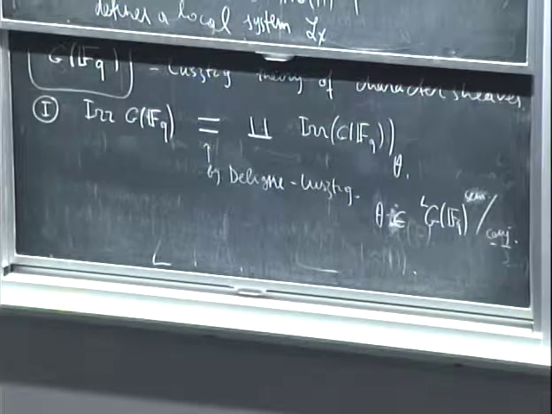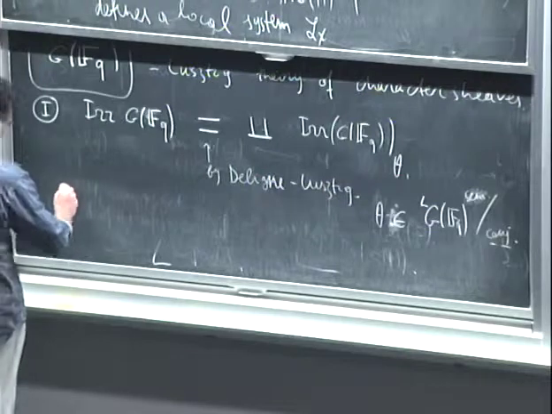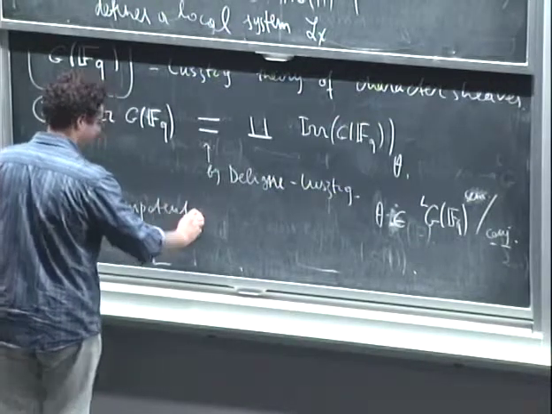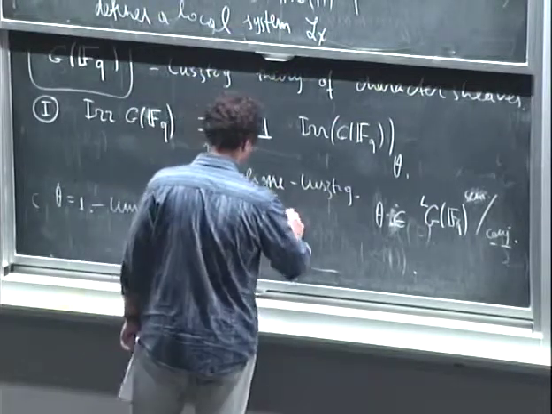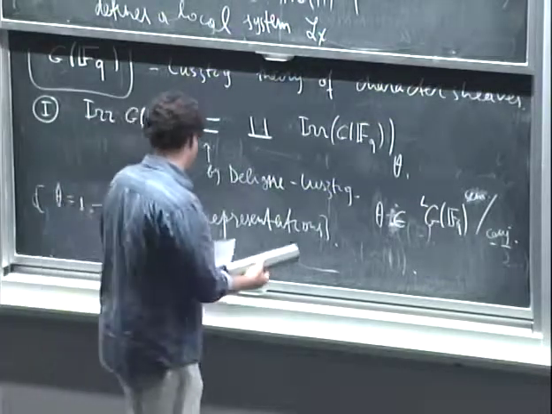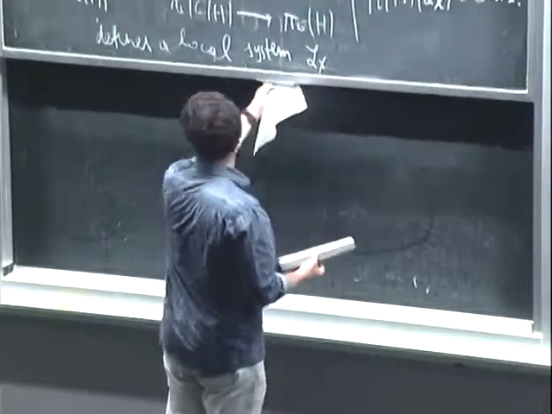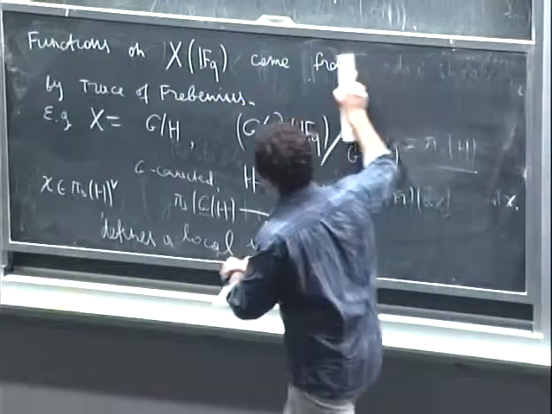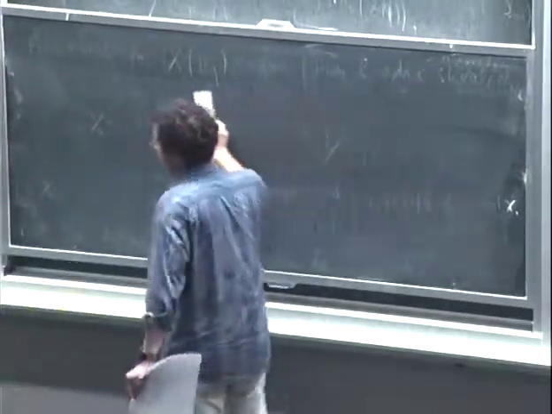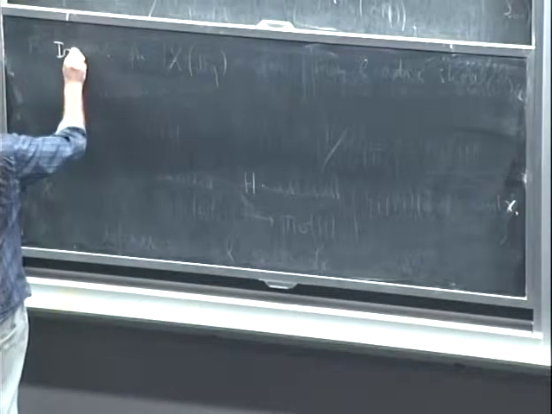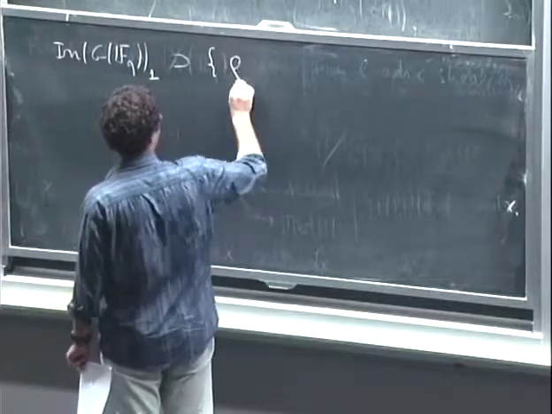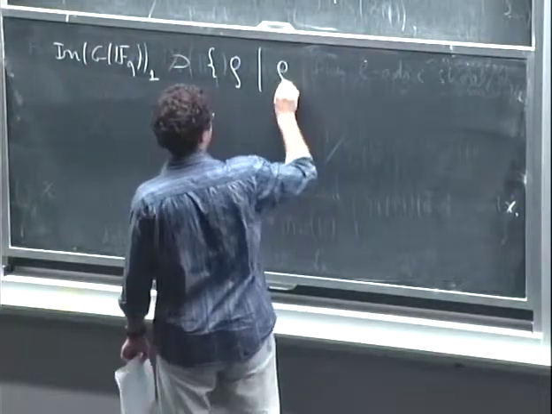That's one thing. And so let's just restrict attention for simplicity to, in a sense, the most interesting case, theta equal to 1. This is called unipotent representations. So yeah, what are those unipotent representations? Just to give you the flavor. So the set of unipotent representations contains the representations which are generated by the vector invariant under Borel.